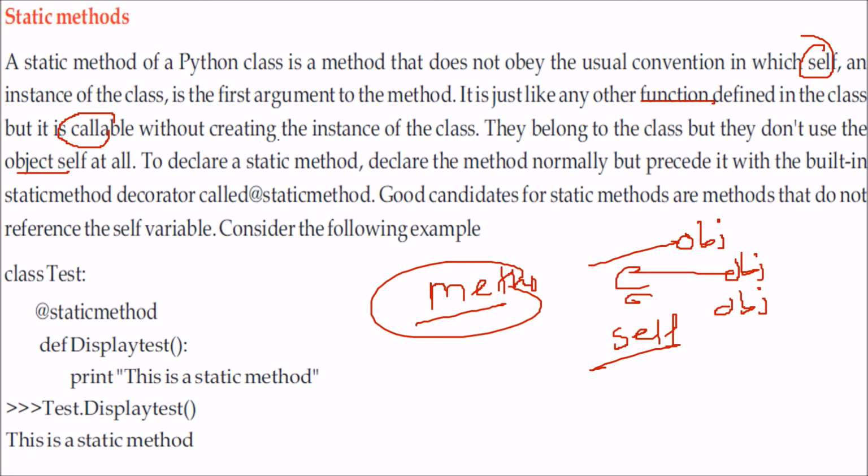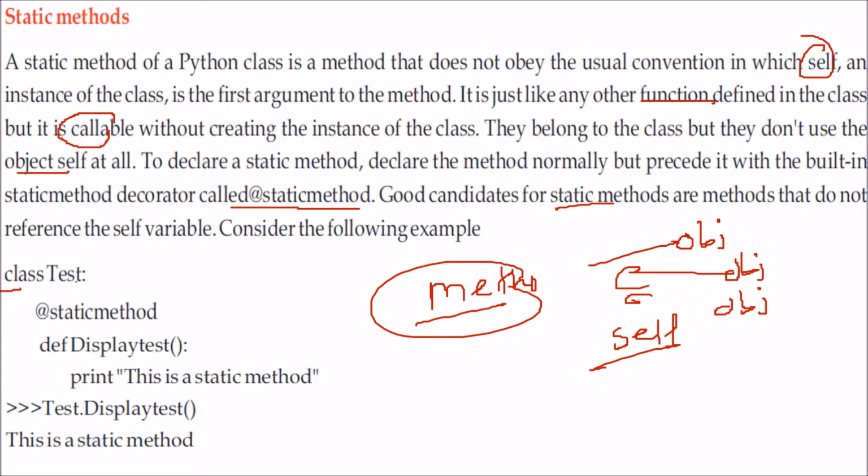If you want to declare a static method, just declare the method normally and precede it with the built-in static method decorator. We call it as @staticmethod. A good candidate for a static method is a method that does not reference the self variable or some instance or object.